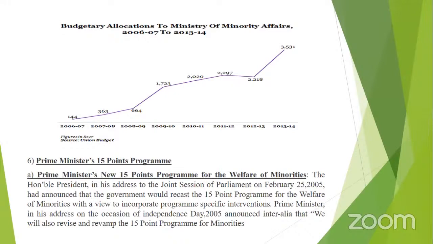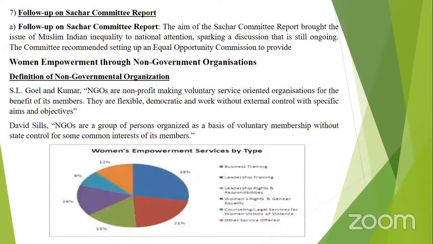The Honorable Prime Minister, in his address to the Joint Session of Parliament on February 25, 2005, had announced that the government will recast the 15-point program for the welfare of minorities with a view to incorporating program-specific interventions. The Prime Minister, in his address on the occasion of Independence Day 2005, announced inter alia that we will also revise and revamp the 15-point program for minorities.